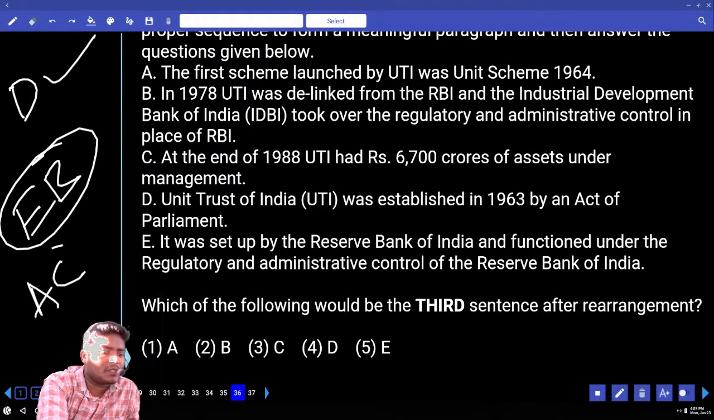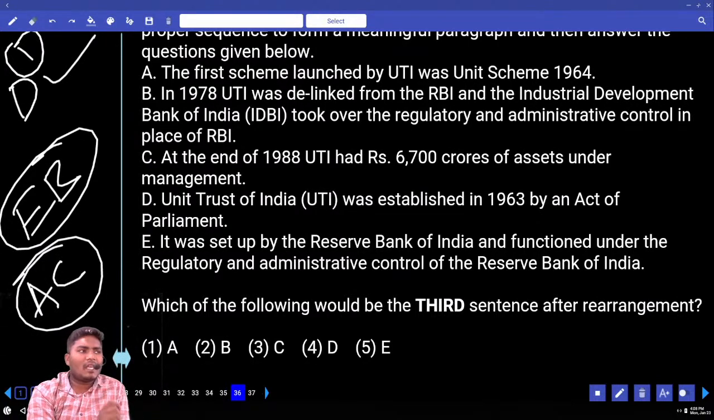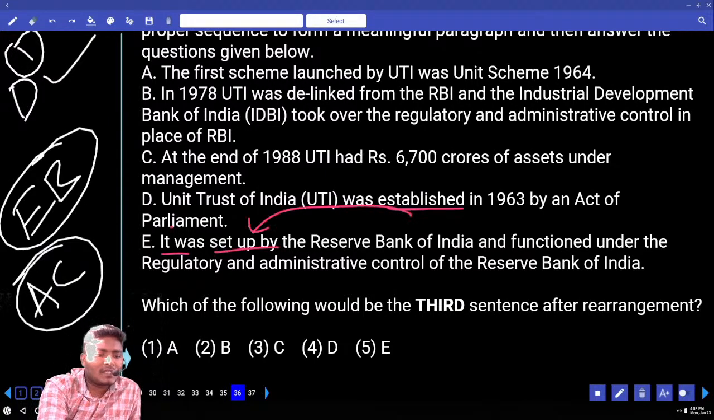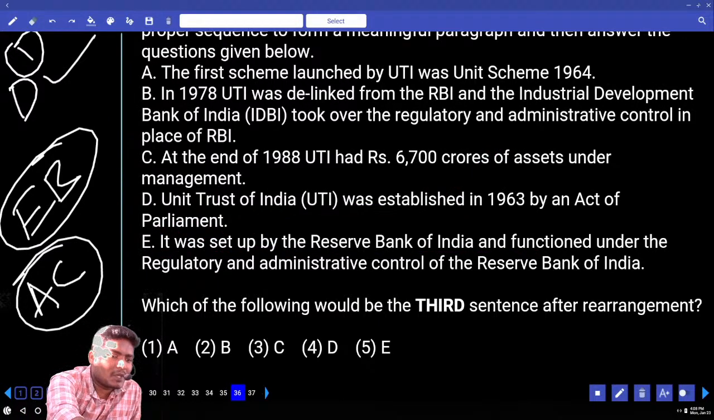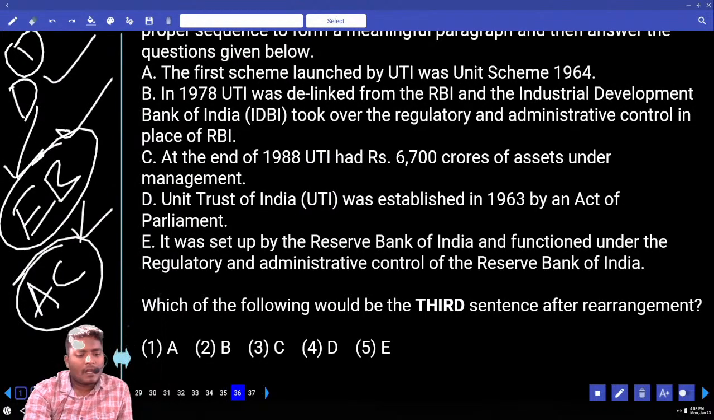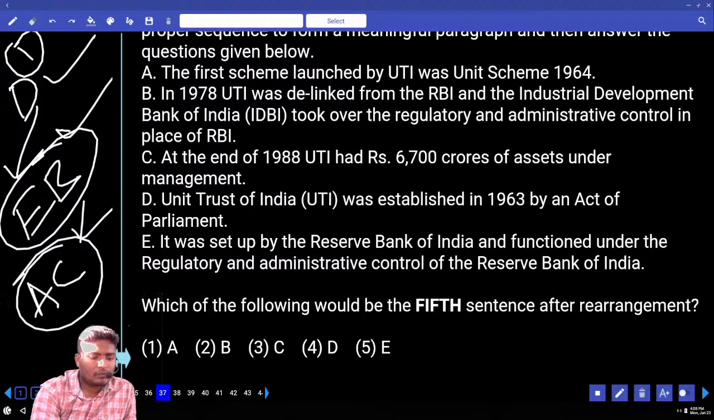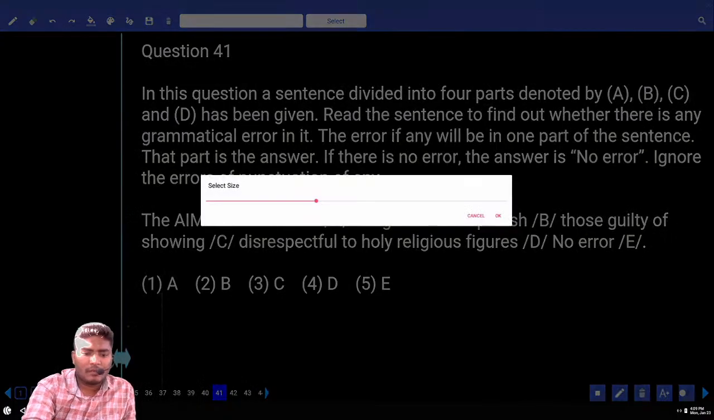So what is another pair we can use here? AC. Now D is the first sentence. What can be the second sentence? E or A? E, because we are already using this reference. It was set up, in the sense this Unit Trust of India was established by RBI. That is a rearrangement. So together your rearrangement should begin with D. D is connected with E. E is already paired with B, and later you can start with the AC. Next, move to errors. What is error?